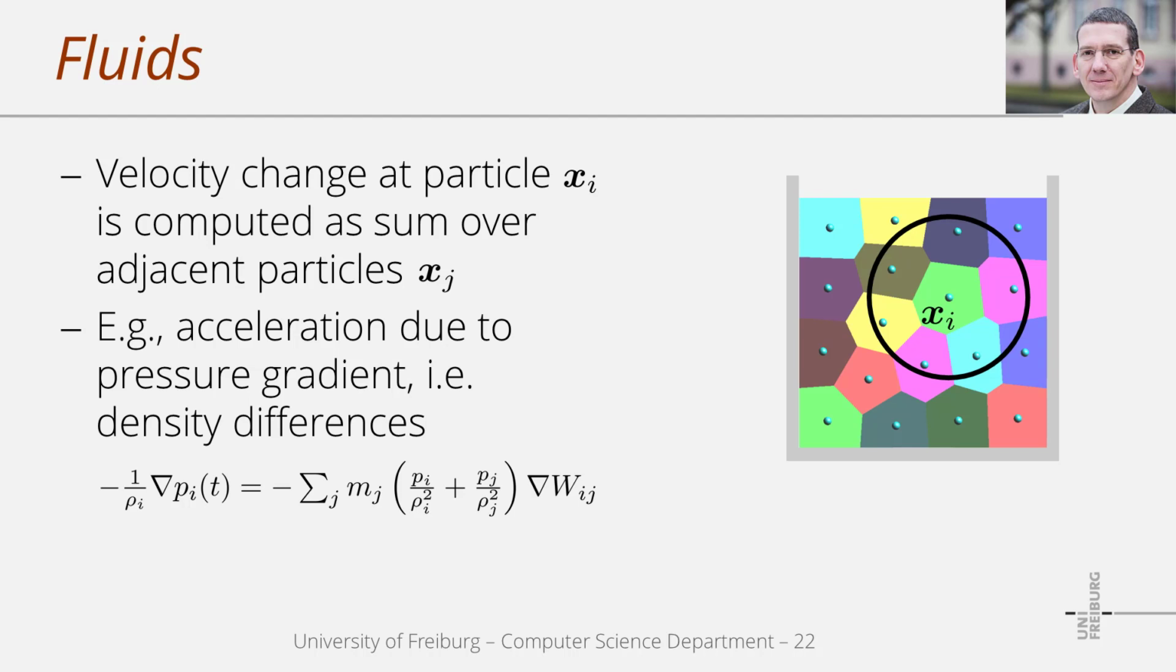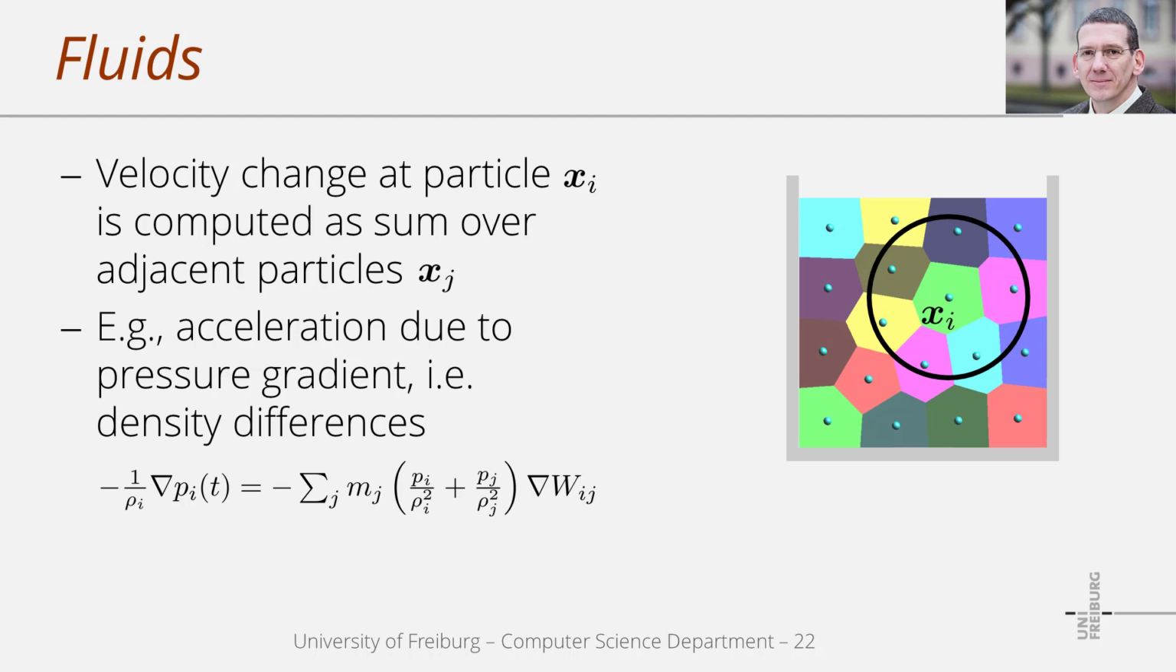In the illustration, we have our particle xi, and all particles within a certain distance within the black circle are considered as adjacent or as neighbors. Now, for the computation of the acceleration terms at particle xi, we use some quantities that are available at the particle itself and also at all adjacent particles.